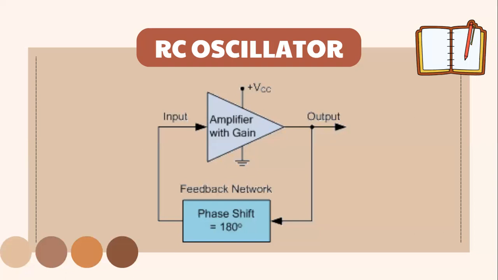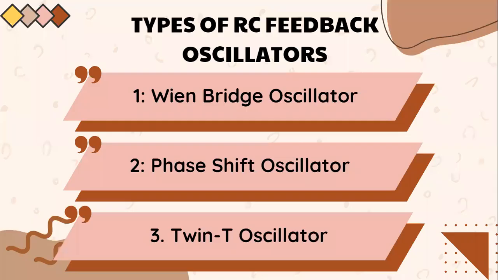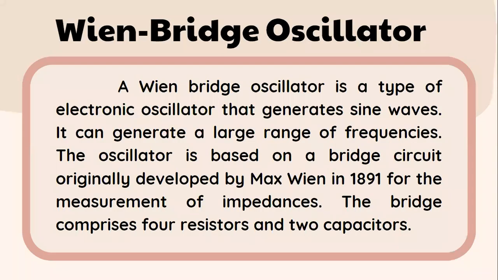So, ang RC oscillator daw natin has three types of RC feedback oscillator. First is the Wien bridge oscillator. Second is the phase shift oscillator. And the last is the twin T oscillator. So, starting with the Wien bridge oscillator.